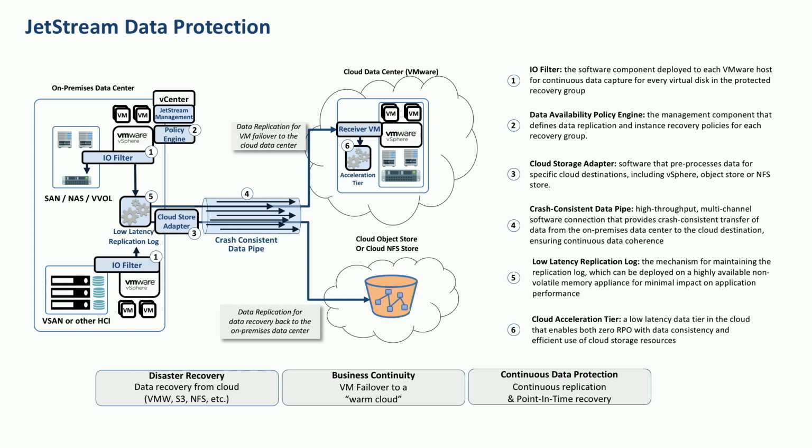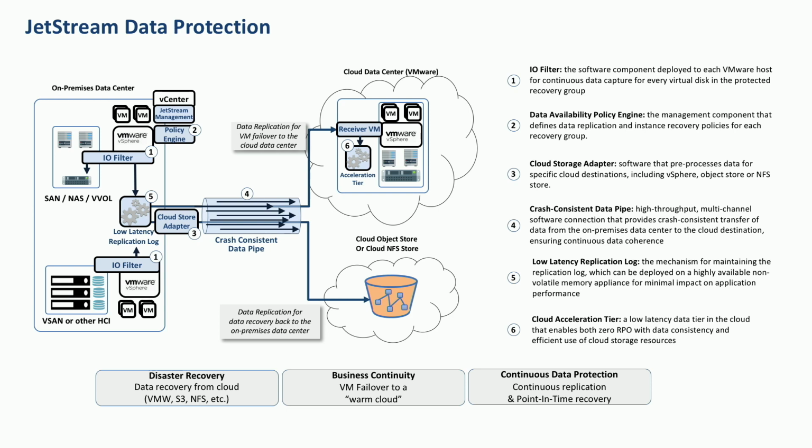So I think you've probably already heard enough about the merits of using an I/O filter for data intercept, but we have an I/O filter obviously in the hypervisor, and again, we can run on top of your traditional shared storage environment or an HCI or virtual SAN environment. Now, the idea, however, in a nutshell for data protection is here, the crash-consistent data pipe. It's a multi-channel communications capability between the on-premises environment and the cloud.